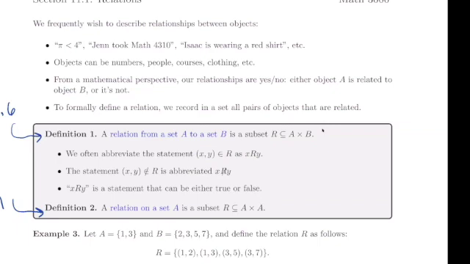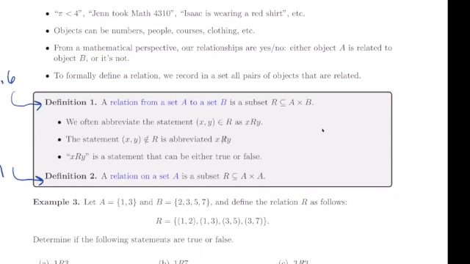And this all seems like very abstract symbols here, and I think it will help once we take a look at a couple of concrete examples. And we use this R with a slash through it to denote that x is not related to y. And so each of these things are statements that might be true or they might be false.